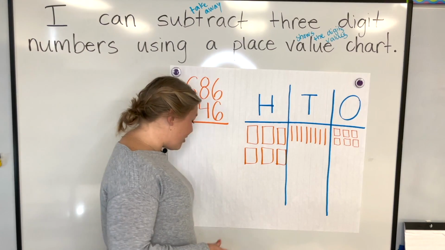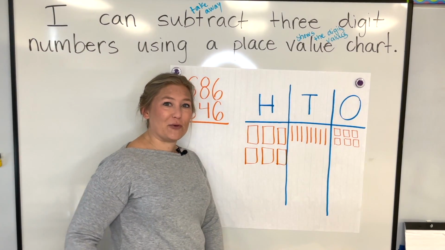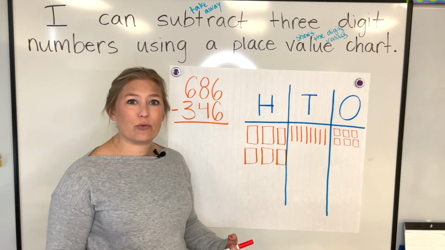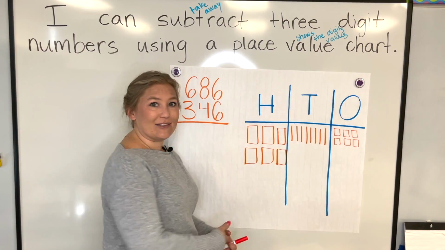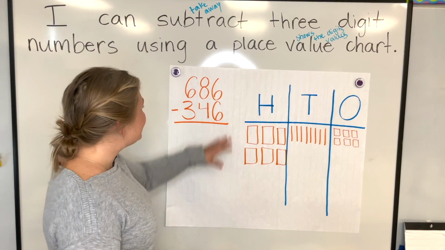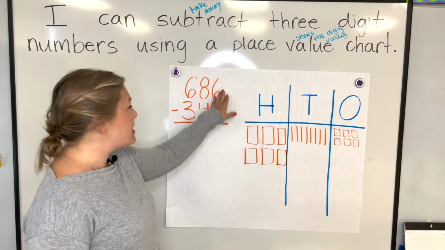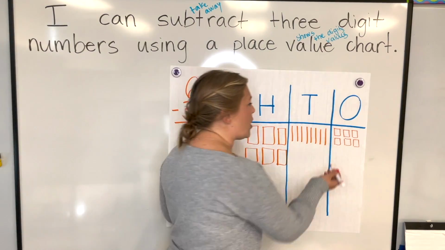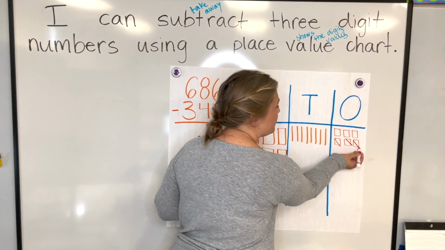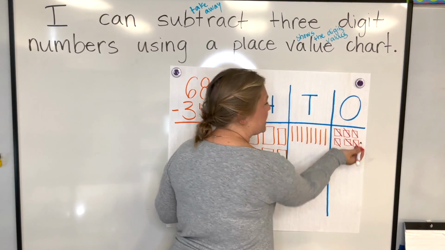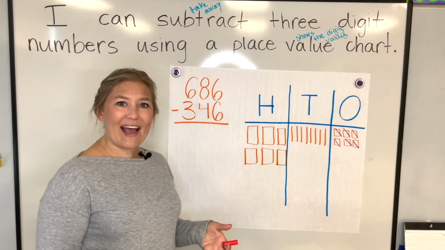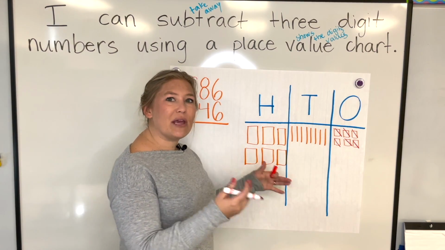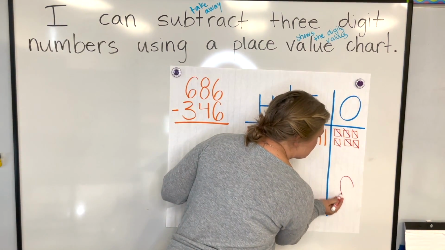Okay, now for our next step, who remembers what we're going to do? Well, we're going to take away or we're going to subtract, and we're going to go place value by place value, all right? So I start with my ones place, and I see I'm taking away 6 from 6. So let's cross out 6 ones. 1, 2, 3, 4, 5, 6. How many do we have left? Nothing. So we know that there's going to be a 0 in that ones place.